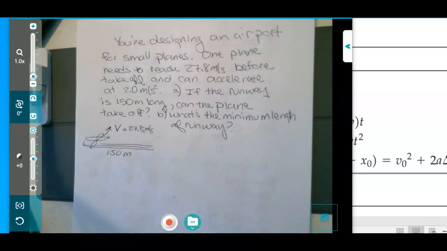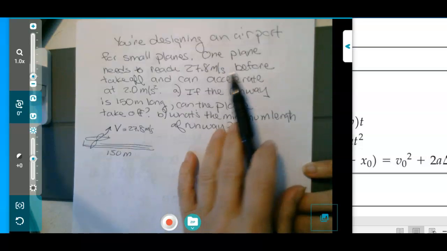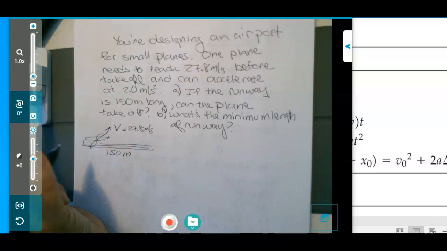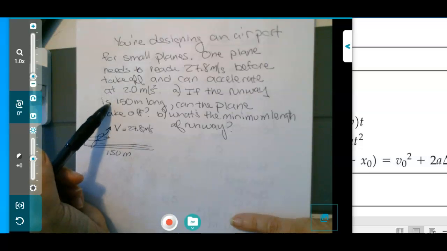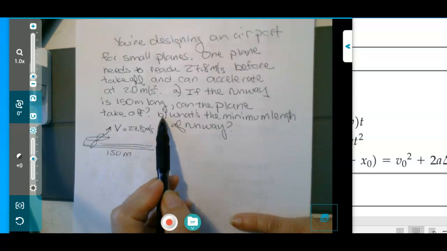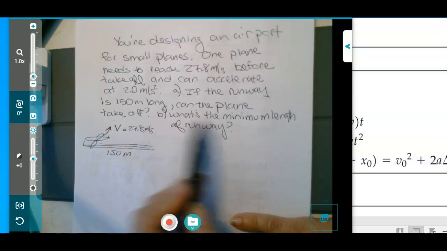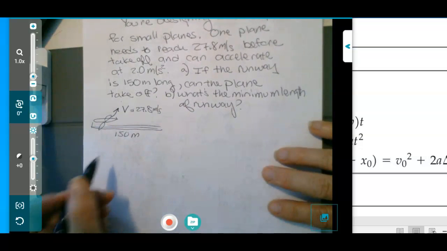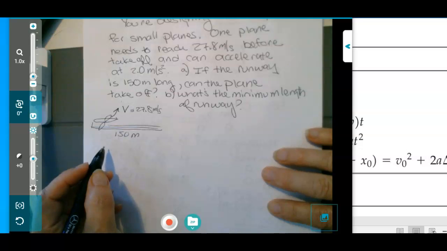Okay, so for the next problem, you're designing an airport for small planes. One plane needs to reach 27.8 meters per second before taking off and can accelerate at 2 meters per second squared. If the runway is 150 meters long, can the plane take off? And then the second part of the problem is, what would the minimum length of the runway be? So the first thing you want to do is draw your picture. That's my lovely picture. And then you want to start listing your knowns.